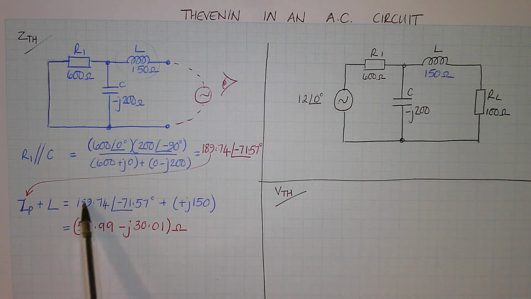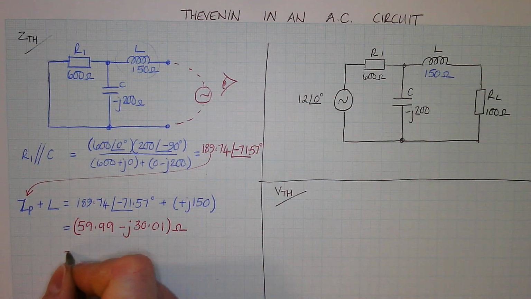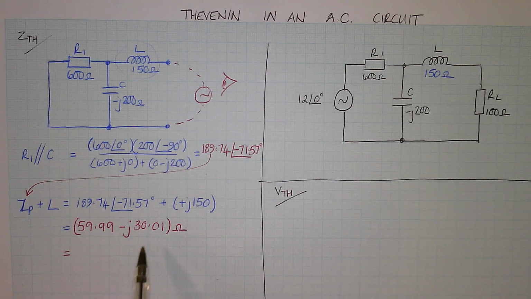So when you've worked this out and you've got this rectangular answer here from adding these two, when you're thinking about moving on, I think it's a good idea to have this in polar form as well. So you've got both forms of it. So if you could convert that as well. We might not use it going forward, but at least we've got the choice.